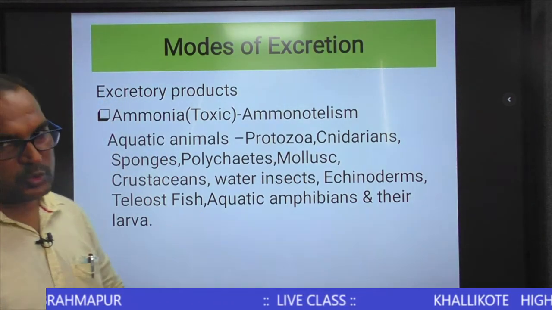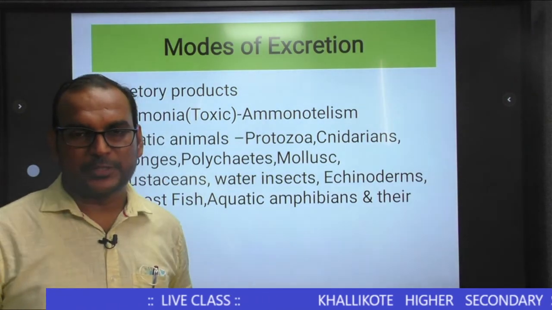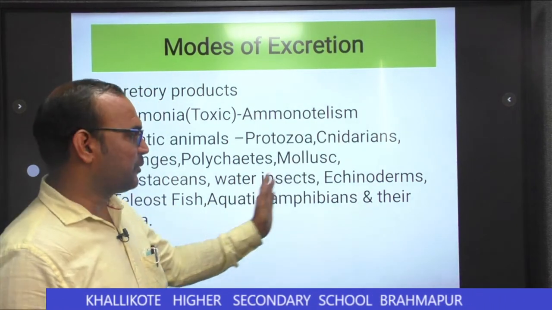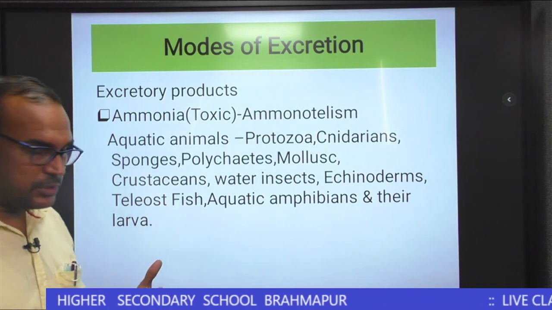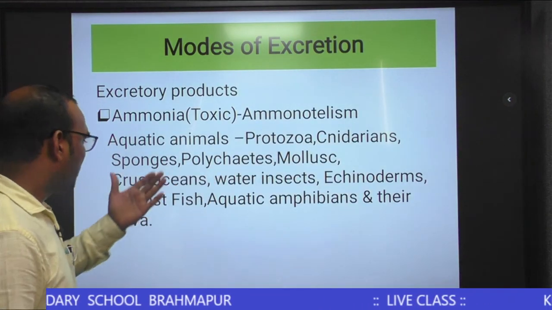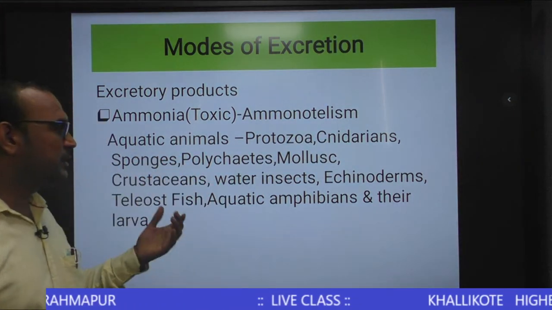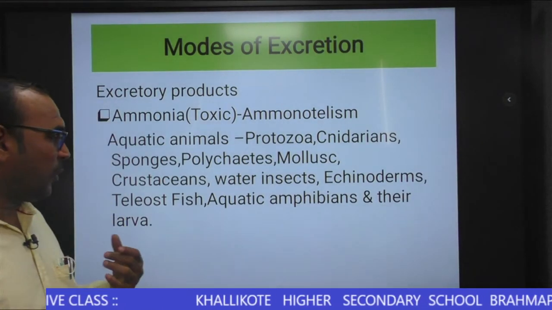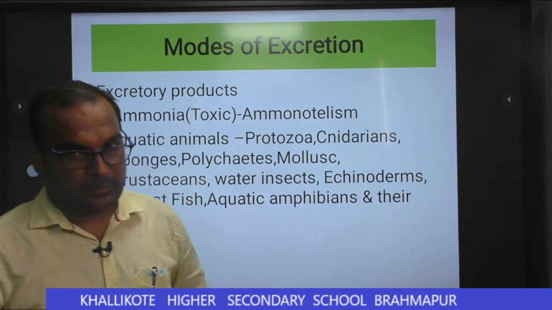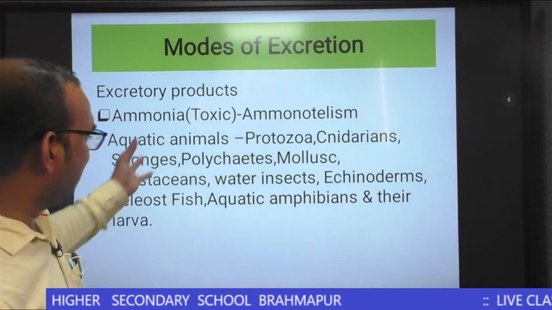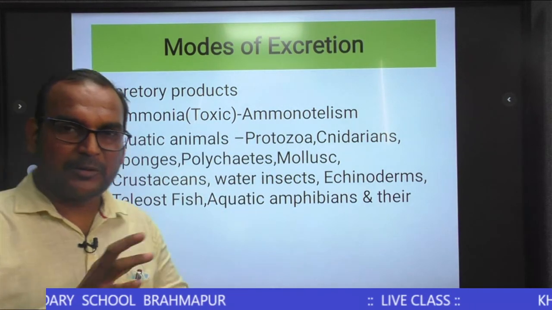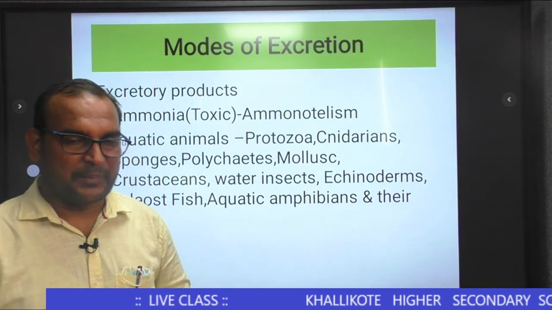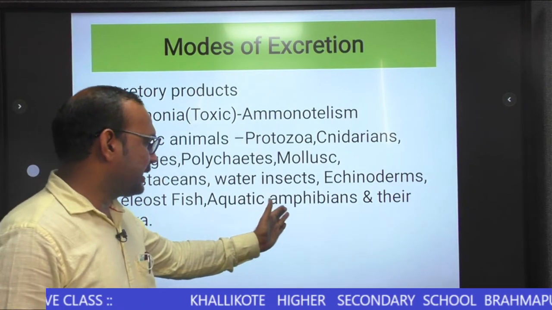Aquatic animals like protozoa, because they are unicellular, remove the ammonia produced inside the body after deamination of proteins. Cnidarians, sponges, polychaetes of annelida, some mollusca, crustaceans, water insects, echinoderms, teleost fishes, and aquatic amphibians and their larval forms also do so. So basically, all these organisms live in water.